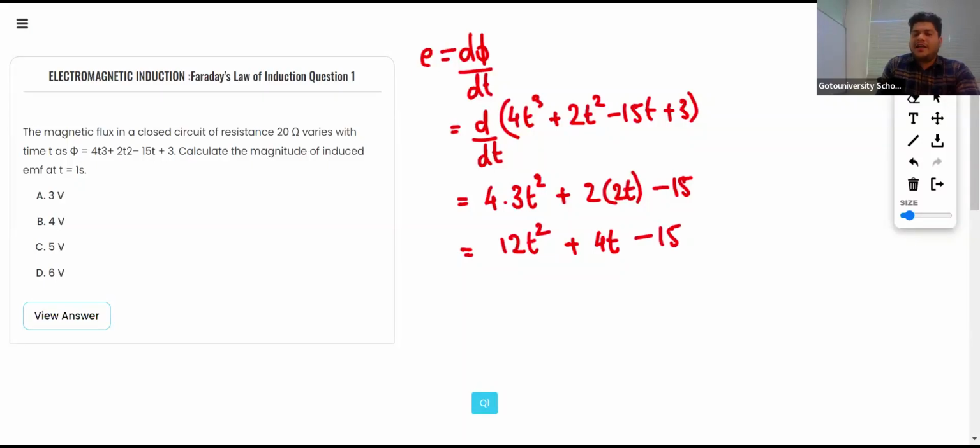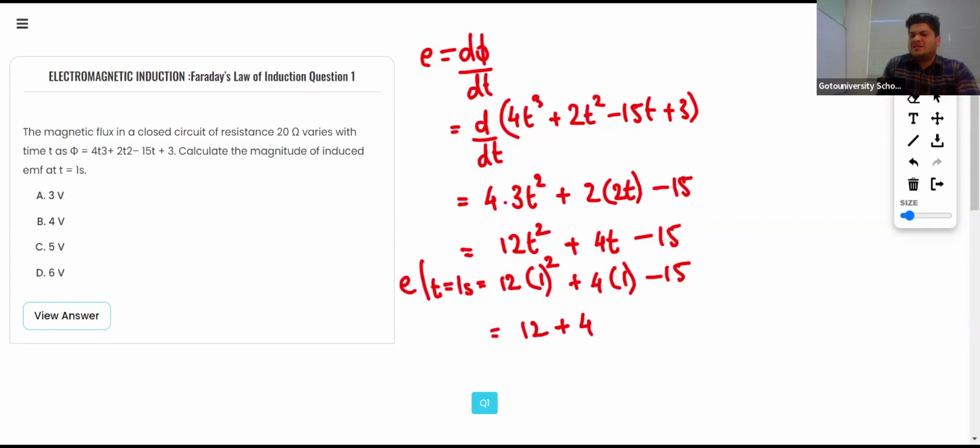At time t is equal to 1, this will be equal to 12 in place of t square, 4 in place of t, so 12 plus 4 minus 15. What is 12 plus 4? 16. 16 minus 15 will be 1.